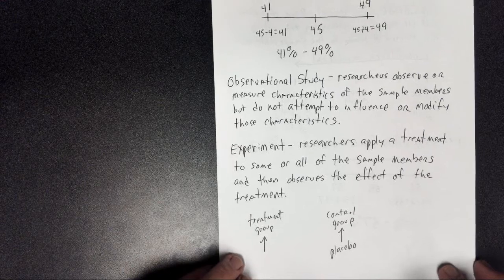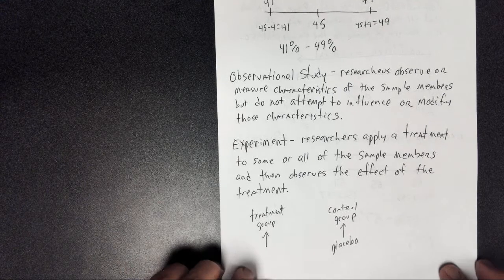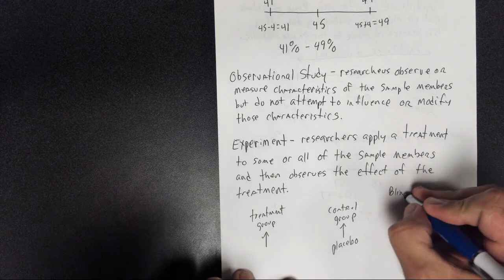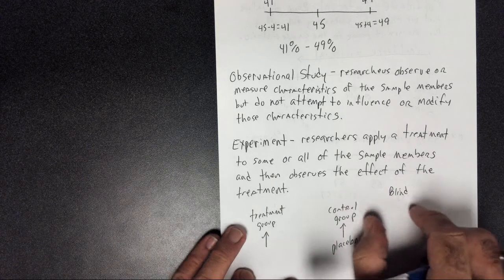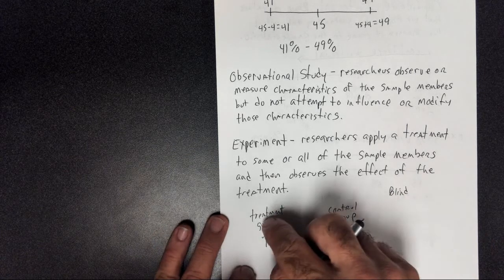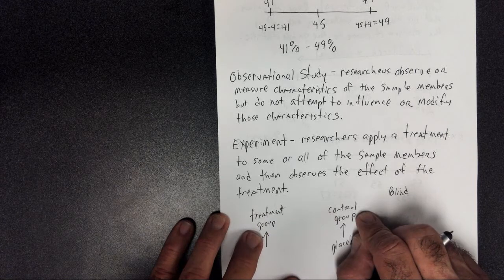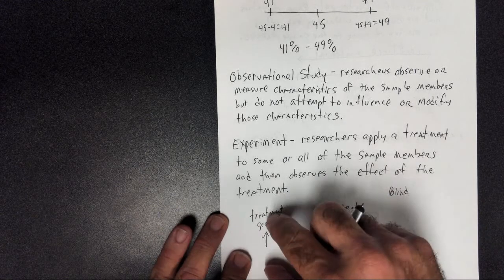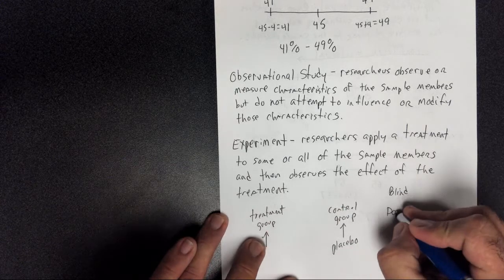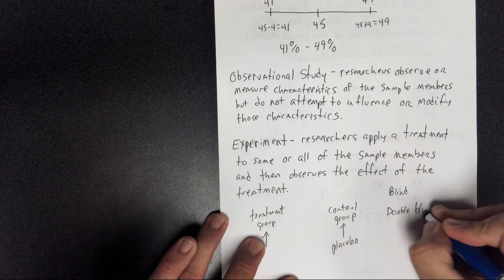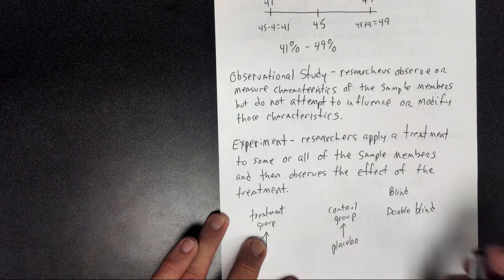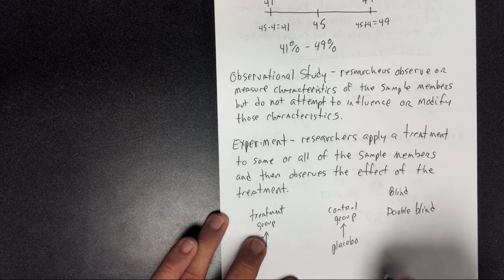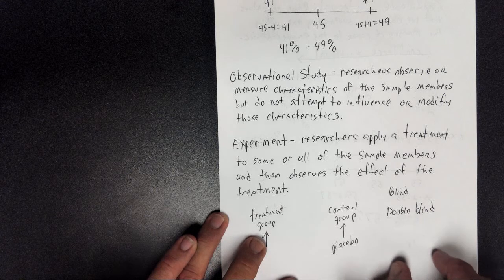So we also do what we call a blind treatment. A blind treatment is when the participants don't know who is going to get the treatment or the placebo. So the participants don't know about who's getting what. A double-blind treatment, the people getting the treatments don't know, and the researchers don't know.